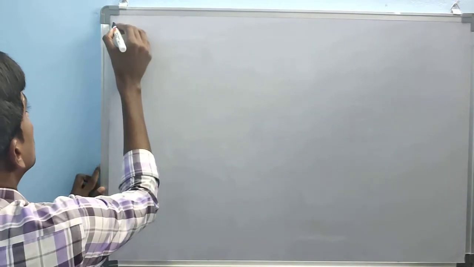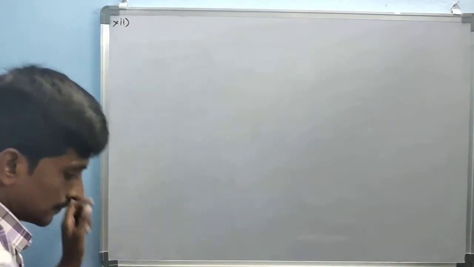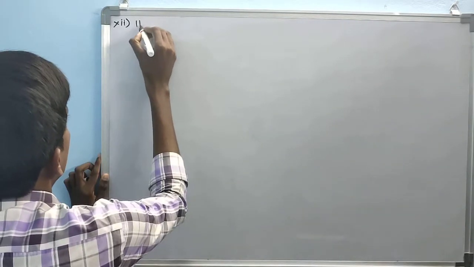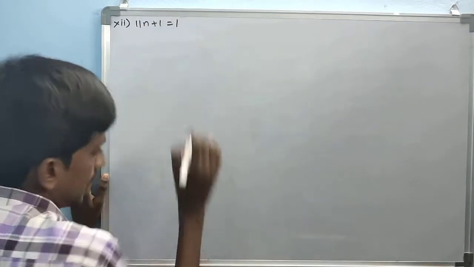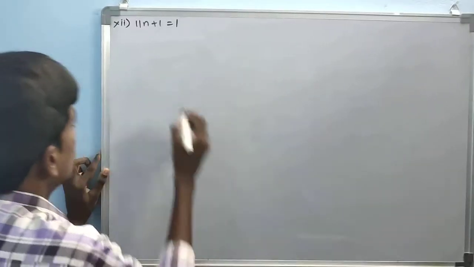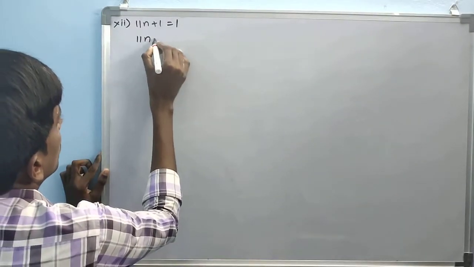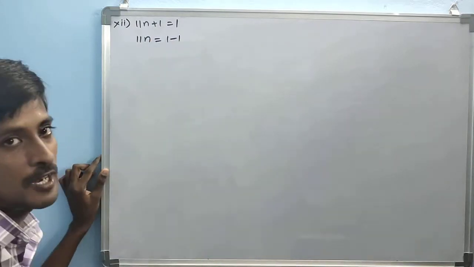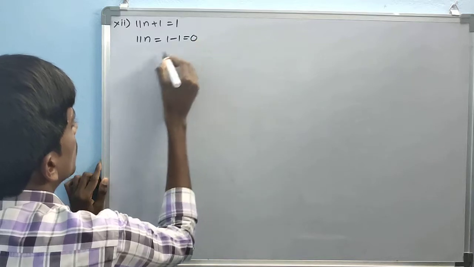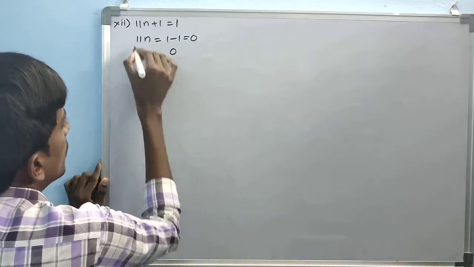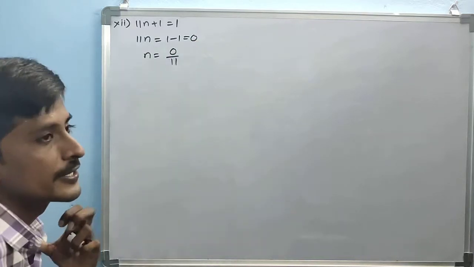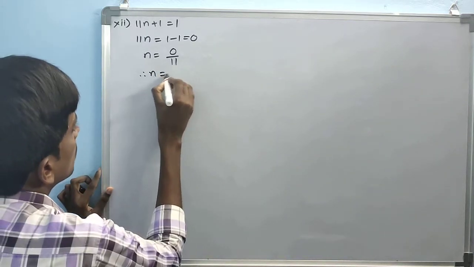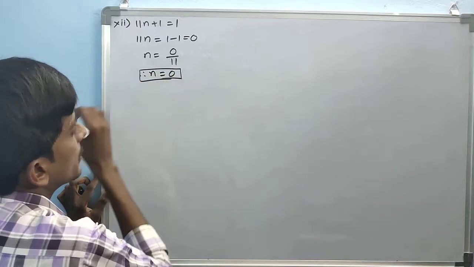Okay, 12th one. 11n plus 1 equals 1. 11n equals, this 1 plus 1 transferred to that side, minus 1. 1 minus 1 equals 0. n equals 0 by 11. 0 by anything is equal to 0. Therefore n equals 0.